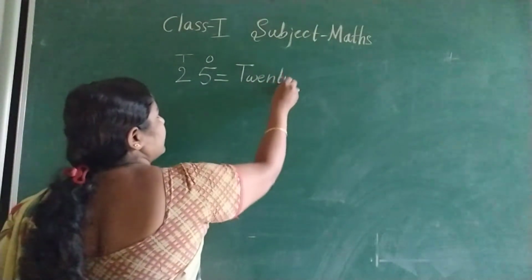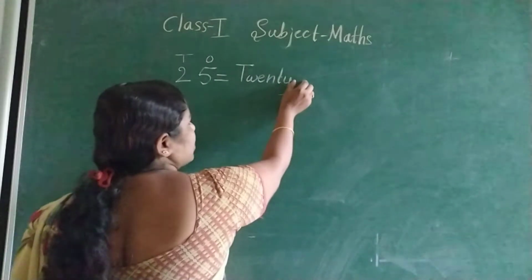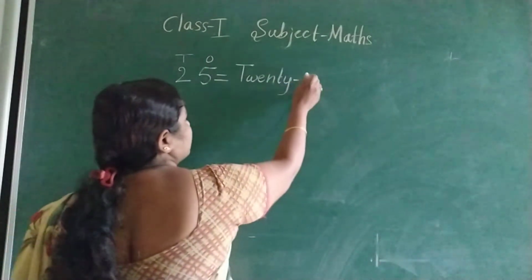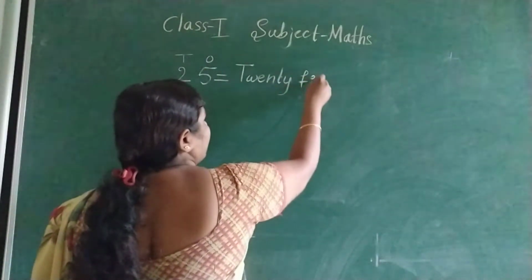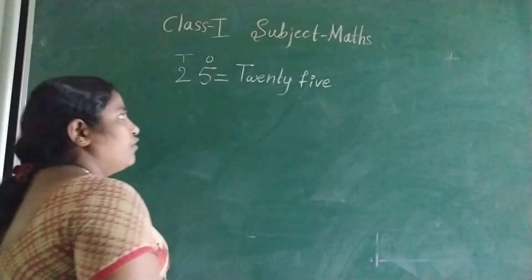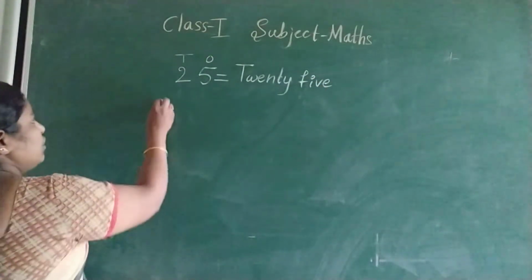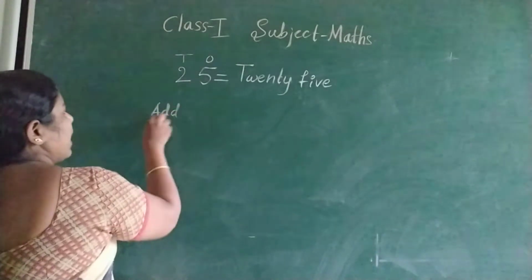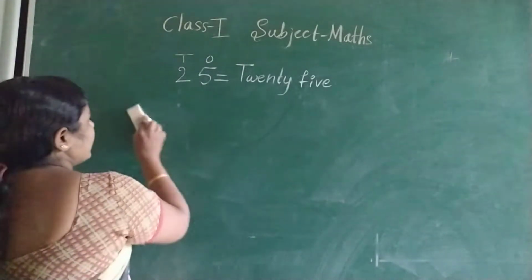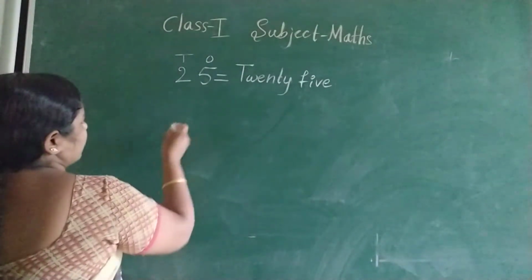TWENTY. Then here leave some space. Then 5. 25. Then we discussed addition, or writing before number and after number.